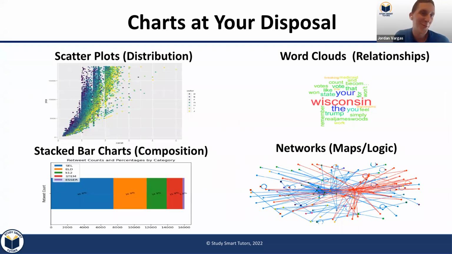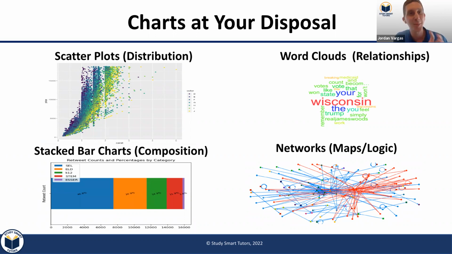Some examples of what charts are at your disposal. I want you to think beyond just the bar charts, beyond the pie charts, which I will say are problematic. Most folks in the world of data viz will say avoid pie charts if you can. But if you want to showcase something like distribution, how is your data distributed, you can use scatter plots, you can use histograms. If you want to show composition, which is a pie chart type of feel, you're thinking about parts of the whole, try using a stacked bar chart instead. If you want to show how things are connected, you can use networks. If you want to show relationships, we can use word clouds.